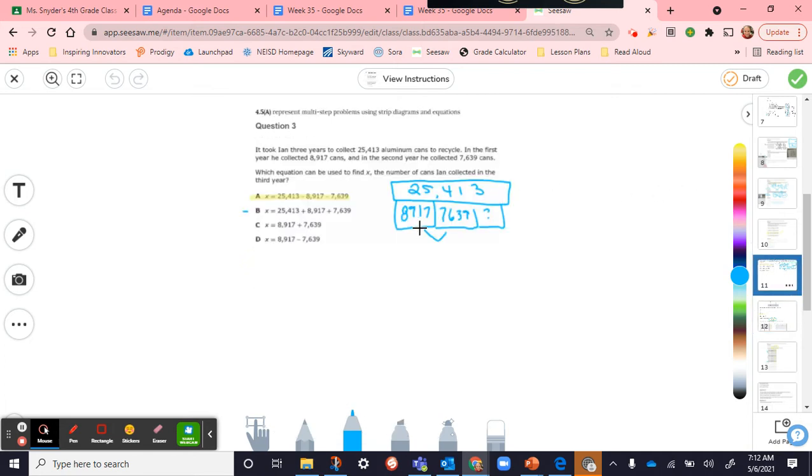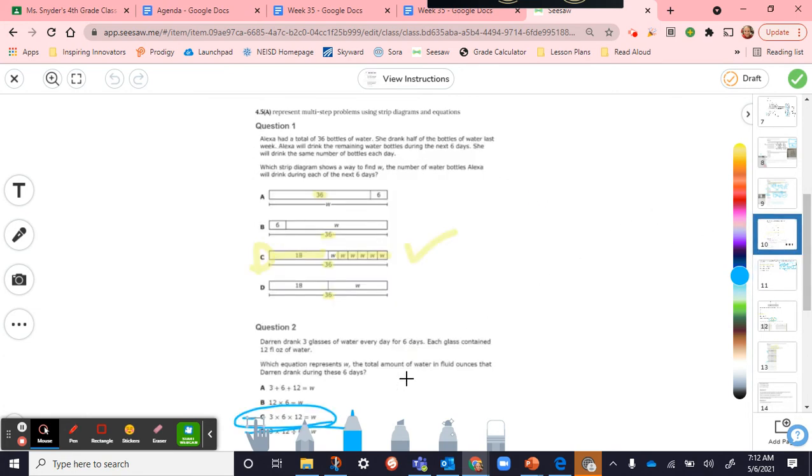This one here was a part whole. So in order to find the missing part, we need to take away these and we'll be left with what's missing. On this one down here, this was a multiplication problem. So you have 3 glasses and that they're drinking every day for 6 days. If each one contains 12, what do you need to do to solve that? So again, you're not actually solving it all the way out. You're just matching the equation.